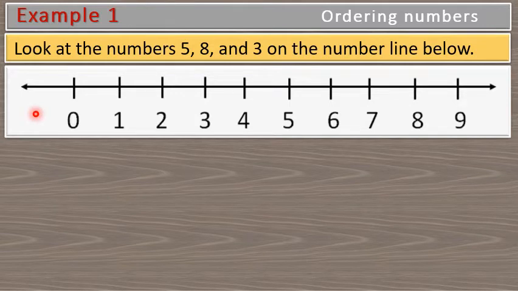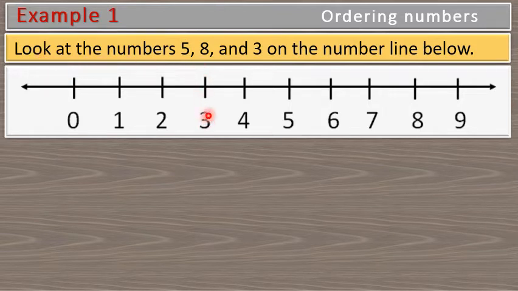In this example, we are going to order or arrange the numbers 5, 8 and 3 in both ascending and descending order. Let us see how we can do that using a number line. So we have to look at these numbers on the number line.